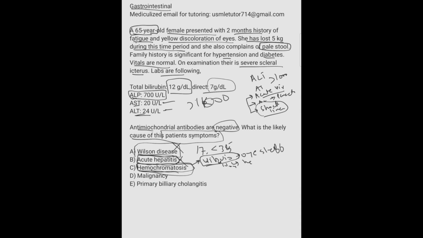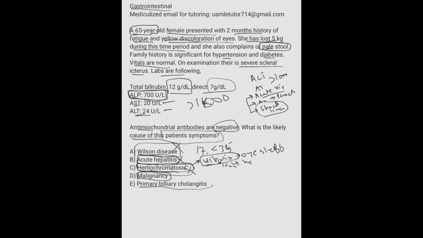Malignancy. Yeah, so this one, malignancy looks like this could be it, right? There is weight loss, features suggestive of malignancy, yellow discoloration, weight loss, pale stool, could be a mass obstructing the biliary tracts. So here, ALT is raised, which most likely means that it is mainly affecting the biliary tracts.